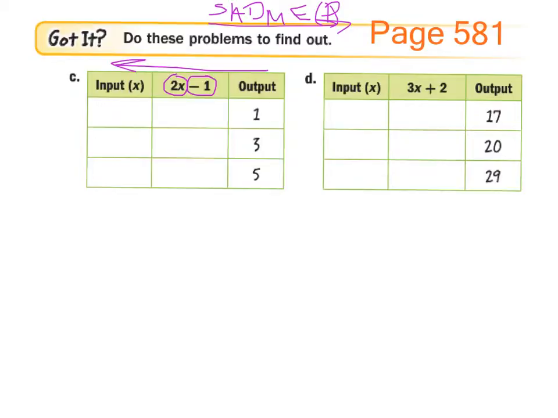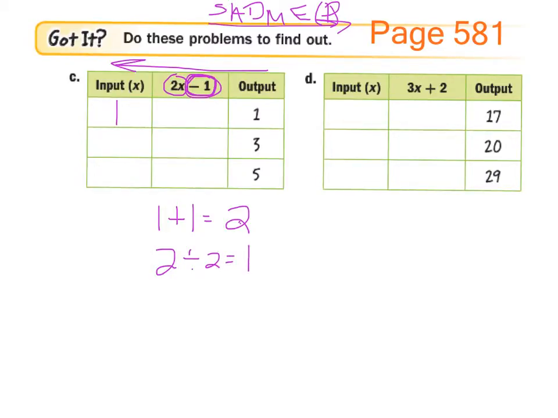So when we look at this first one, if my output is 1, what is the opposite of subtracting 1? I'm going to have to add 1 to get 2. And now, we're going to take the 2, and instead of multiplying it by 2, we have to actually divide. So 2 divided by 2 equals 1.